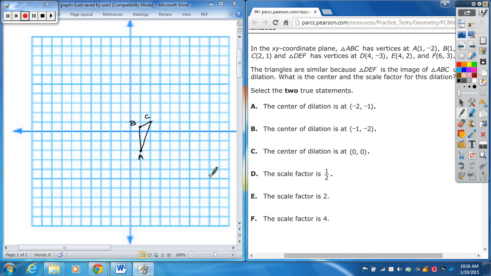Okay, now remember, you've watched some videos on dilations. Dilations, it's going to be either bigger or smaller than that, and we're going to try to figure that out. So D is going to be at 4, -3. 1, 2, 3, 4. 1, 2, 3. Okay. E is going to be at 4, 2. 1, 2. And F is going to be at 6, 3. 4, 5, 6, 1, 2, 3.